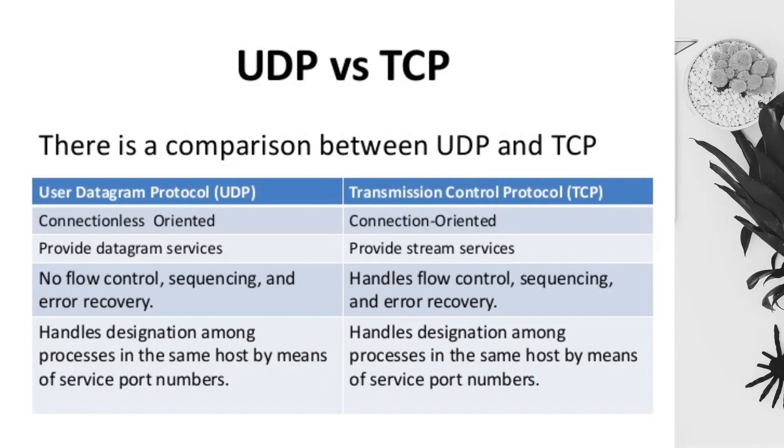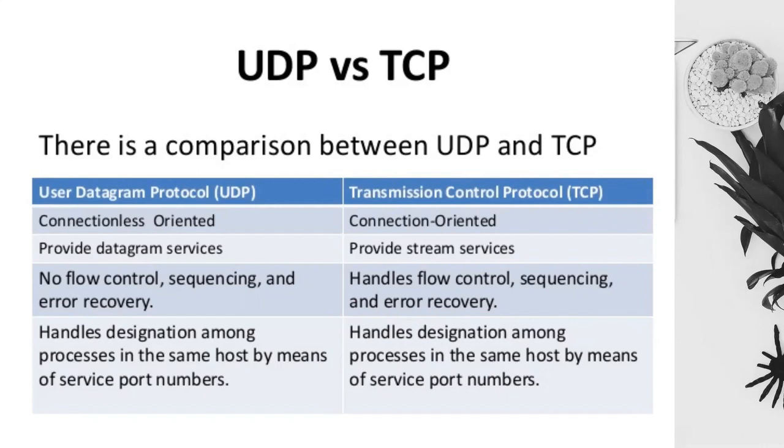UDP provides no flow control, sequencing, or error recovery. There is no guarantee that if you send a UDP request to a target machine, that particular packet reaches the target machine. So what is TCP?